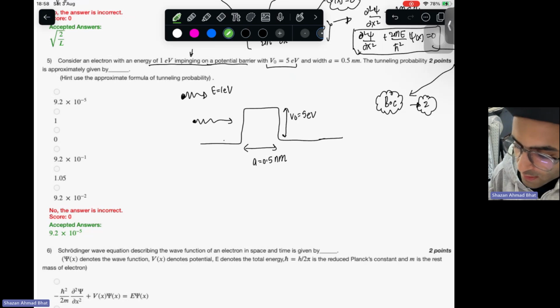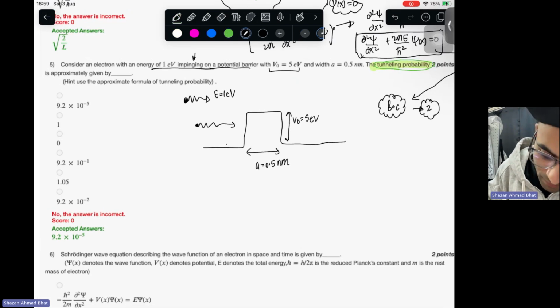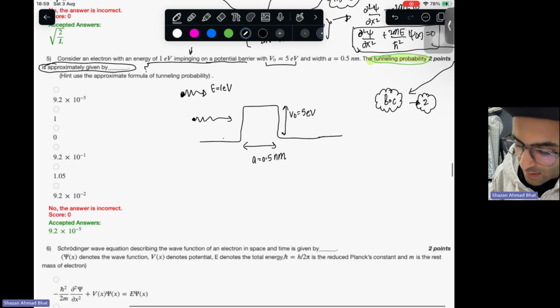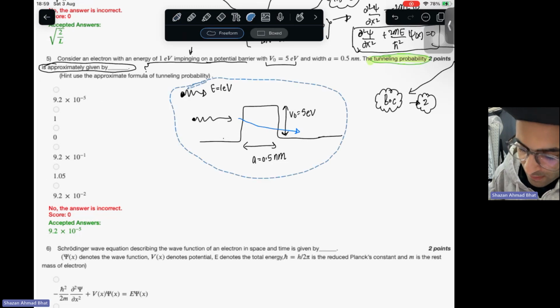Now we need to compute the tunneling probability. What is this tunneling probability here? This is a very important word, and this is a very crucial concept in quantum mechanics. The tunneling probability is approximately given by, we need to compute how much is the probability that an electron will go through this barrier to the other side. Now let's discuss this particular problem in detail.